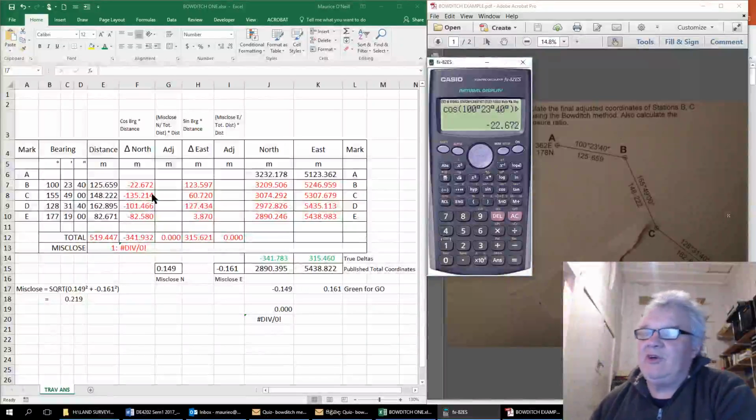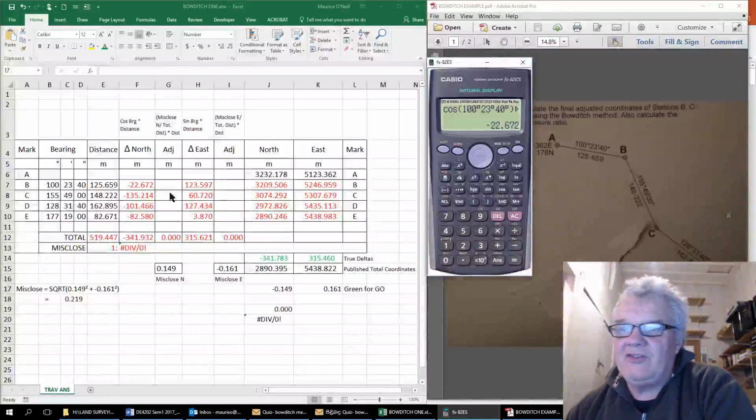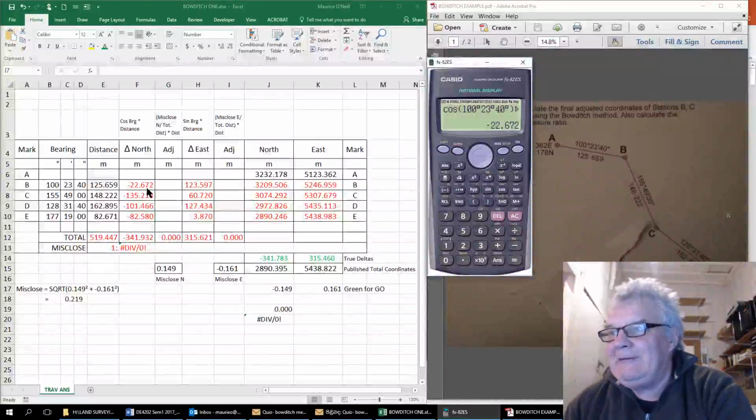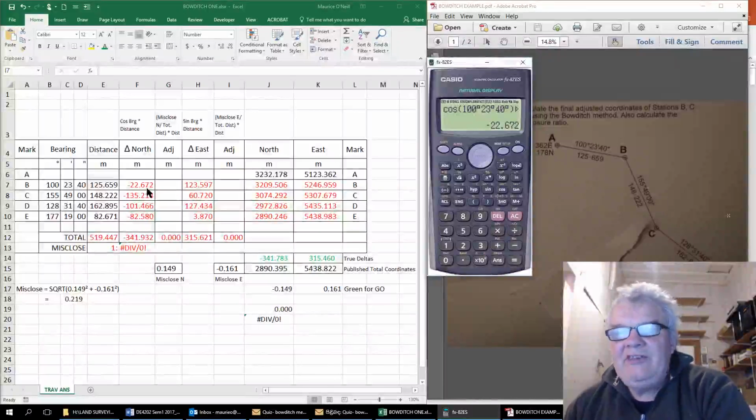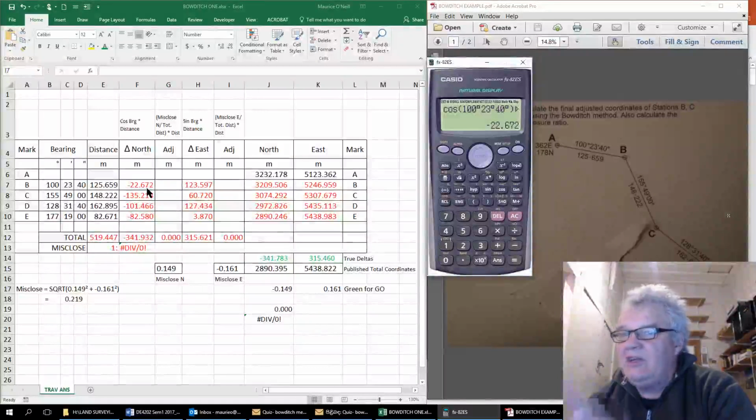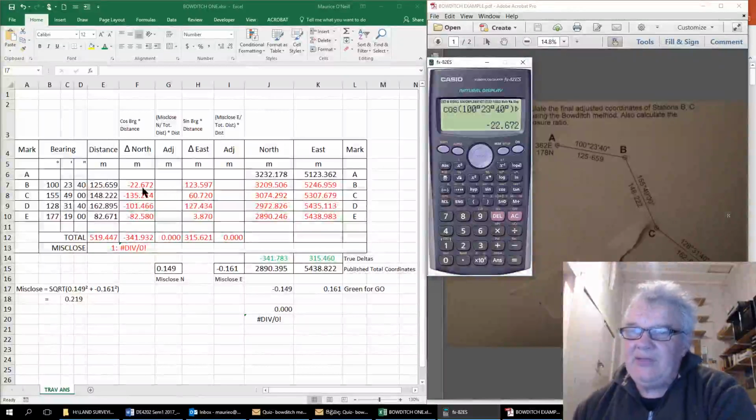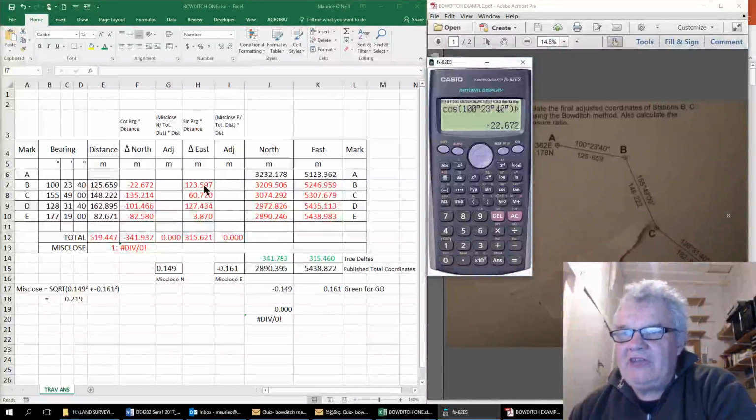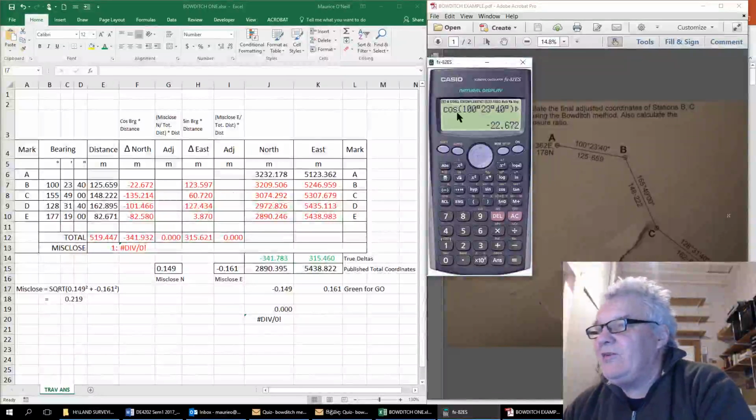So that's what I've done there, and that gives us negative 22.672. Now if you do it this way, you put the bearing in and you put the distance like that, take the cosine, you'll get the correct sign and everything here. So cosine bearing times distance. And then for the easting, it's the sine of the bearing times the distance.